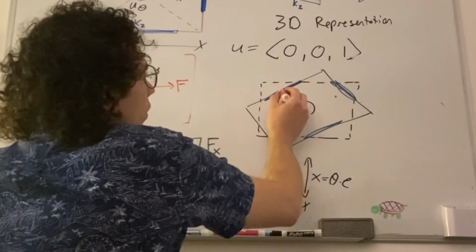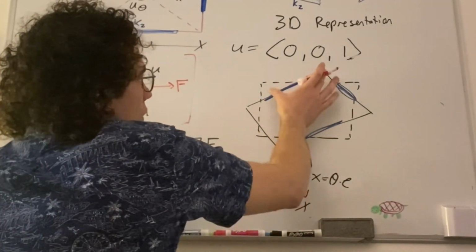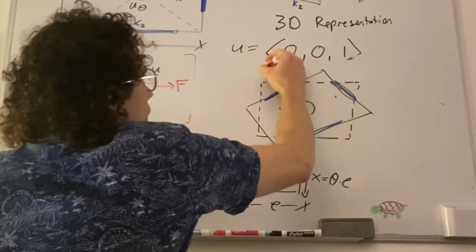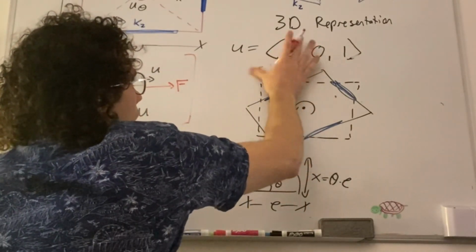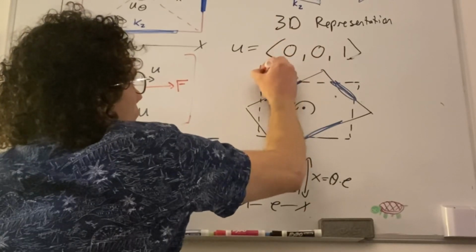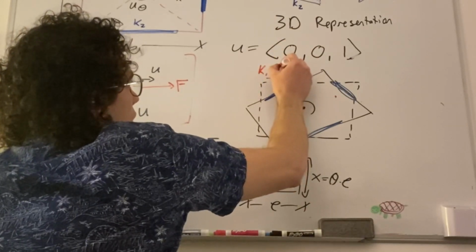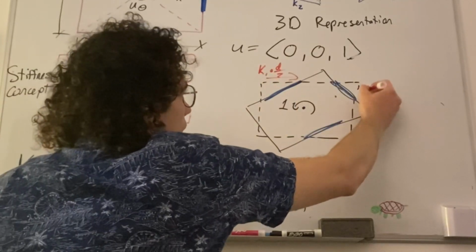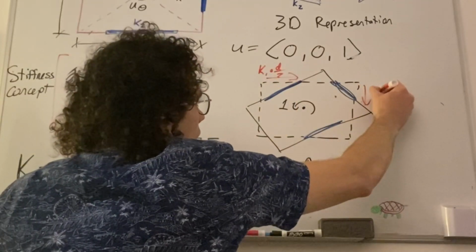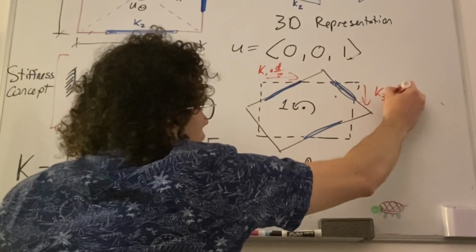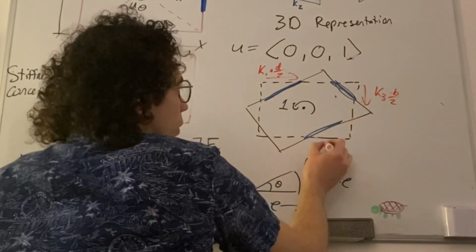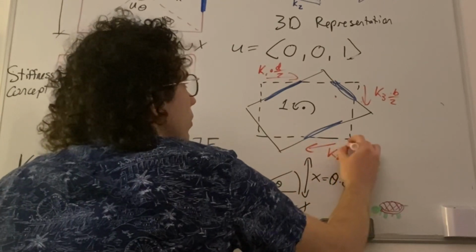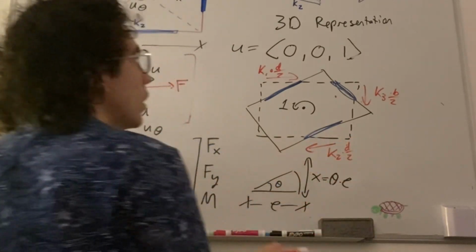So you'd have in this direction, since you're pushing it that way, it would be resisting with K1 times D over 2. And this would be resisting in this direction, K3 times B over 2. And this would be resisting in this direction, K2 times D over 2.